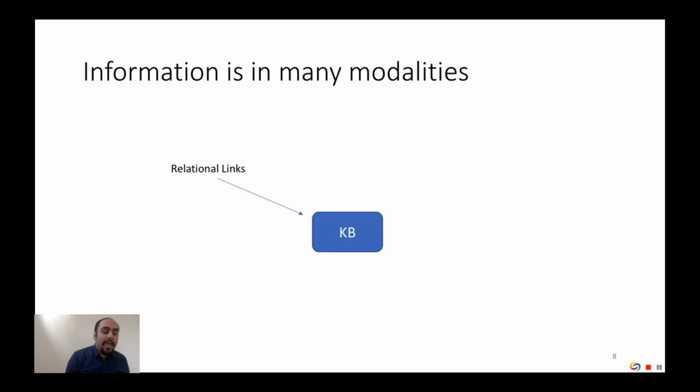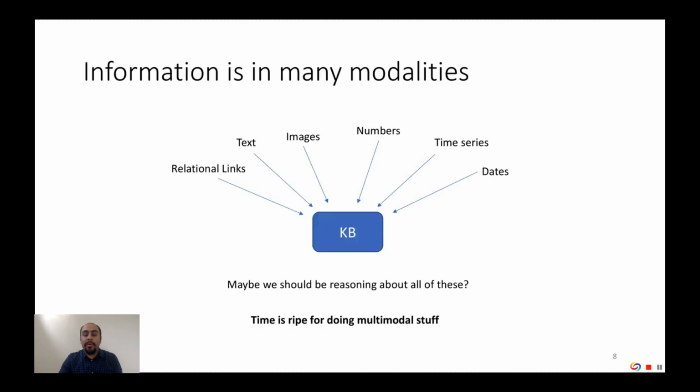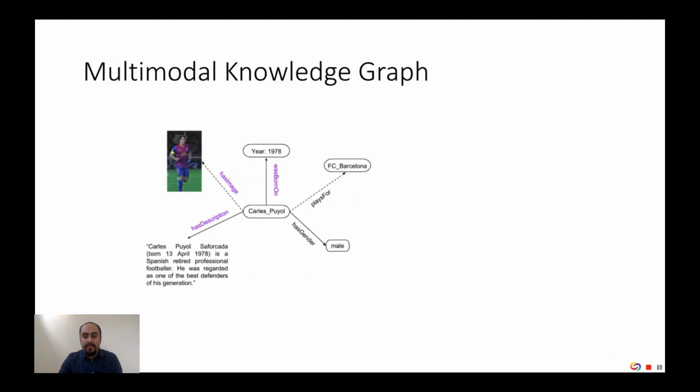As we see in the previous example, information can be provided in many different modalities. It can be in the form of relational links, textual information, images, numbers, time series, and it can even be in the form of dates. So the idea in this work is to use all of these different modalities to have a better and more informative representation for the knowledge graph. As a result, we define the concept of a multimodal knowledge graph.